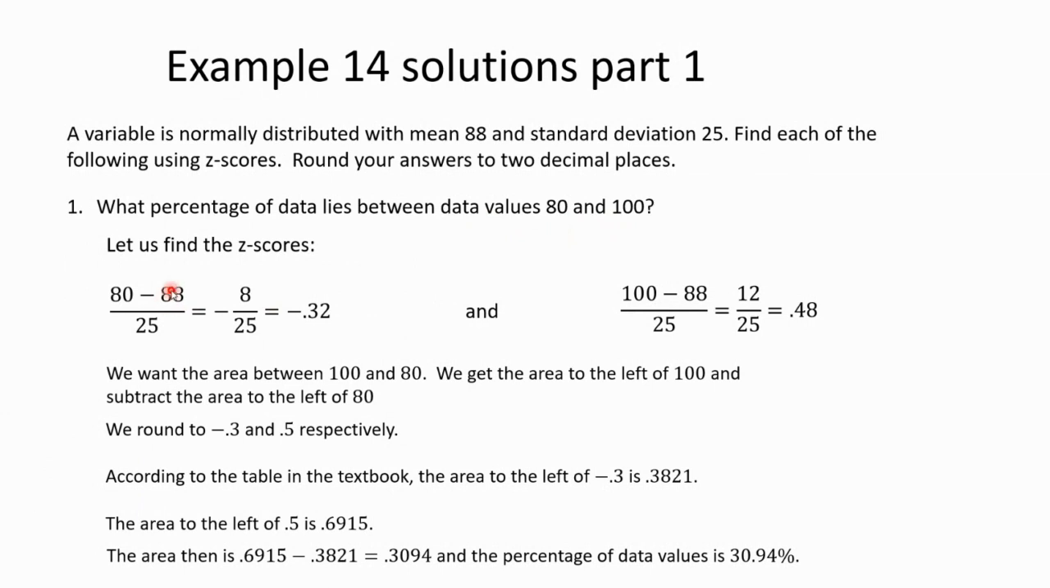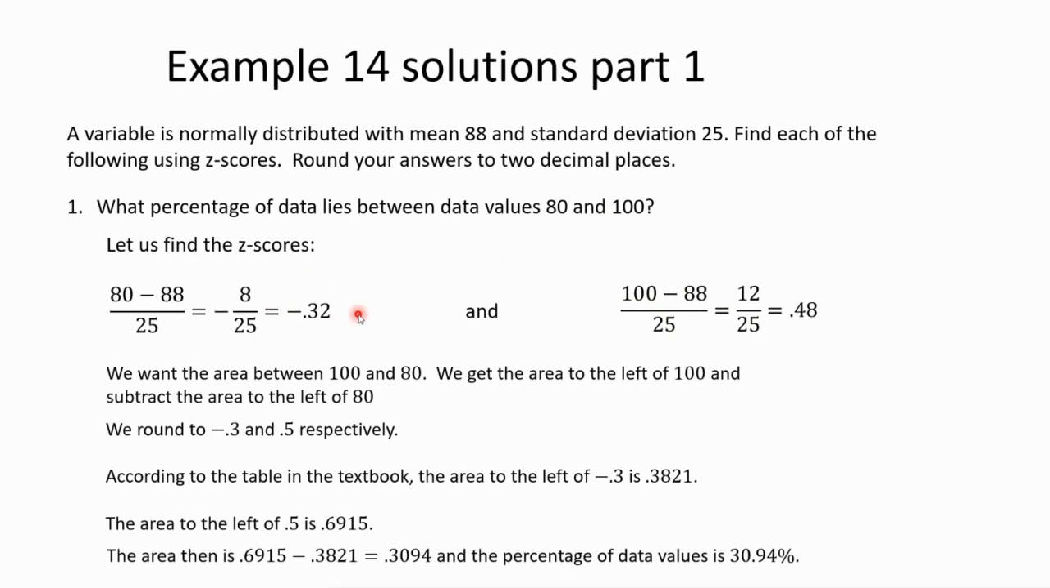For 80, you subtract the mean, divide by the standard deviation, and you end up getting this. For 100, we have this. You subtract the mean, divide by the standard deviation. 12 over 25 is 0.48. So that's what we get here.